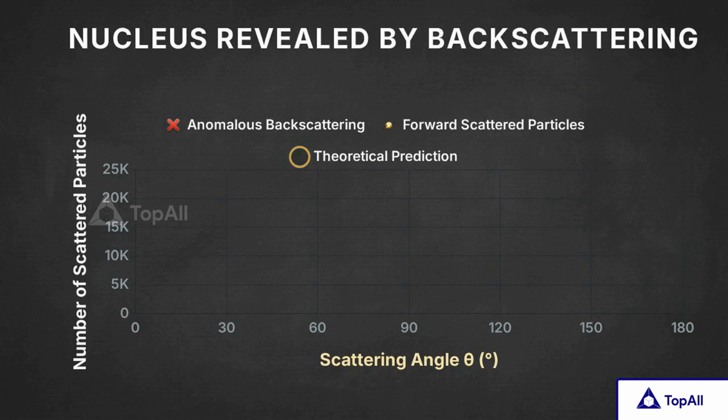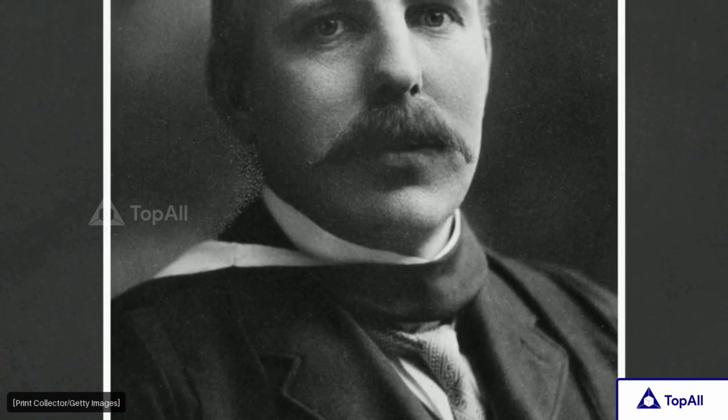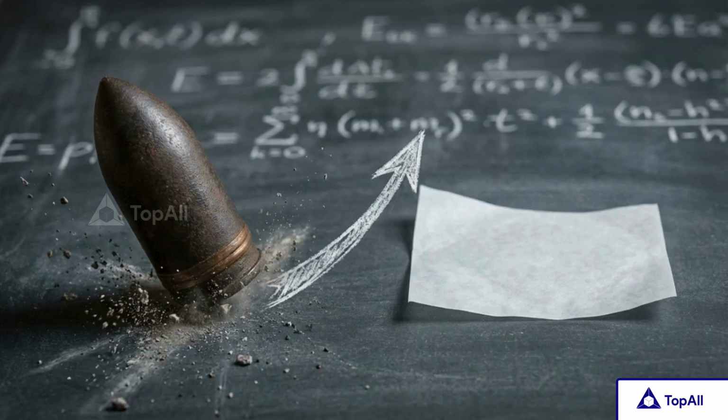This graph shows the actual data from the experiment. While most particles pass through as expected, about 1 in every 8,000 deflected at angles greater than 90 degrees, literally bouncing back toward the source. Rutherford was stunned. He remarked that it was as if you had fired a 15-inch shell at a piece of tissue paper, and it came back and hit you.